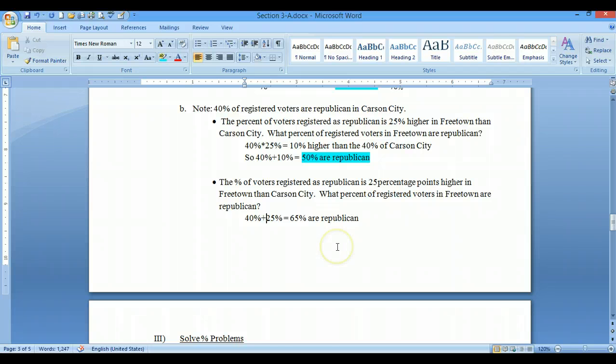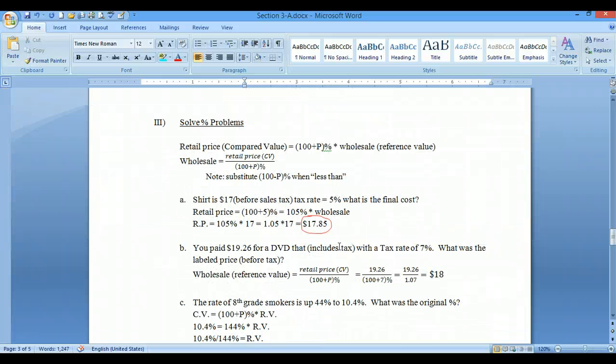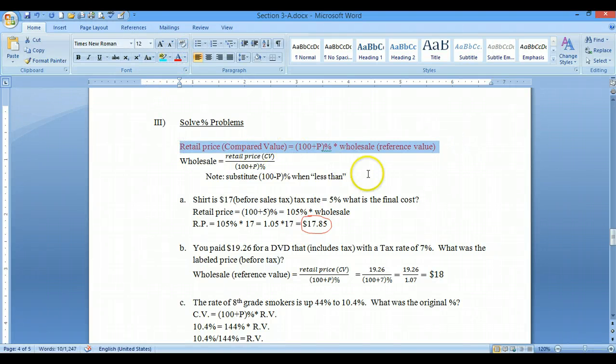Okay, Roman numeral 3, solve percentage problems. I'm going to make these red just to be similar to our previous formulas. Retail price, or the compared value, equals 100 plus p percent of, or times, the wholesale or the reference value. And rewriting that by solving both sides for wholesale, I'll have the wholesale price is the retail price, which is the compared value, over 100 plus p percent. Note we can also do 100 minus p, which we can do when we do our sale items as well.